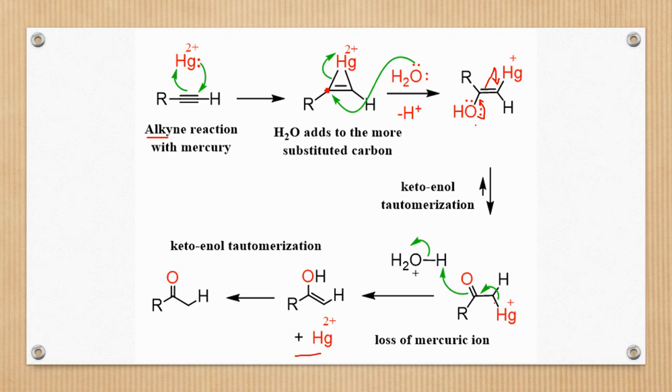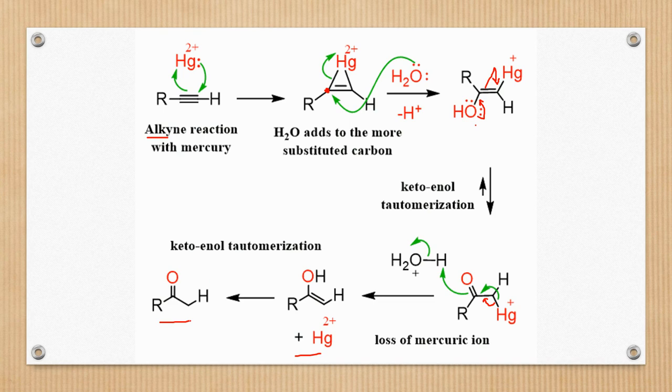How is it going to form? This is going here, and you will get the abstraction of this H by the water molecule. After again the keto-enol tautomerism, you will get this aldehyde or ketone based on the alkyne substituents. So this is how the hydrolysis of the alkyne takes place. First of all, the mercury will bind to your alkyne to form the cyclopropene ring, and the water which is present attacks on the more substituted side to cleave that particular cyclopropene ring.